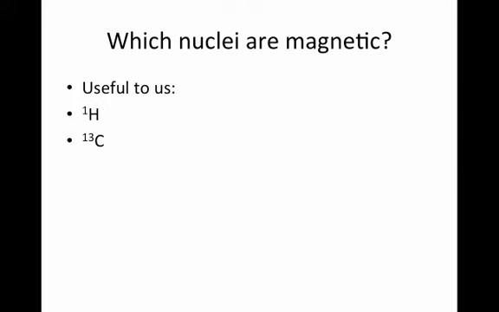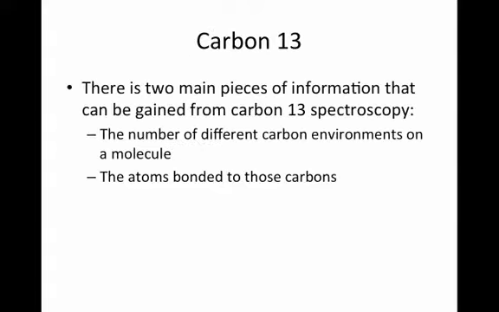We're going to look at carbon 13 today and how we can do NMR spectroscopy on it. Carbon 13 NMR spectroscopy gives us two main pieces of information about our molecules, because that's what we're trying to do here. We're trying to find out what's going on with our molecule. The number of different carbon environments on the molecule, and then which atoms are bonded to those carbons. And to be honest, that's quite a lot of information. That's more information than we've been able to get from any analytical technique so far.